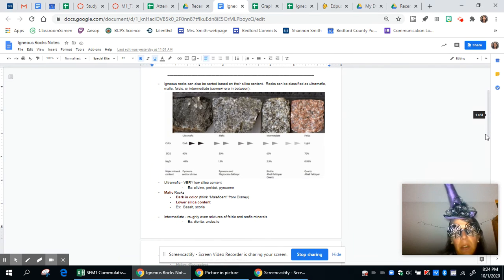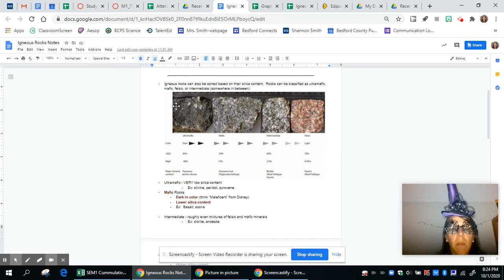So I'm scrolling down to the bottom part of the notes page. Igneous rocks can be sorted based on their silica content. Rocks can be classified as ultramafic, mafic, felsic, or intermediate, which is somewhere in between. In the images here, ultramafic is ultra dark. Mafic is just darker colors. Intermediate is when you're starting to get a blend of dark and light, and felsic is light.